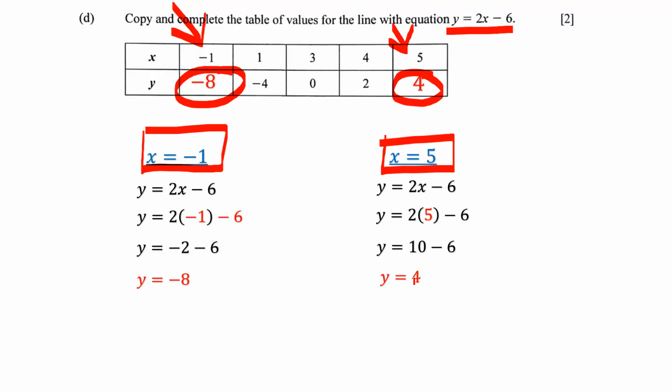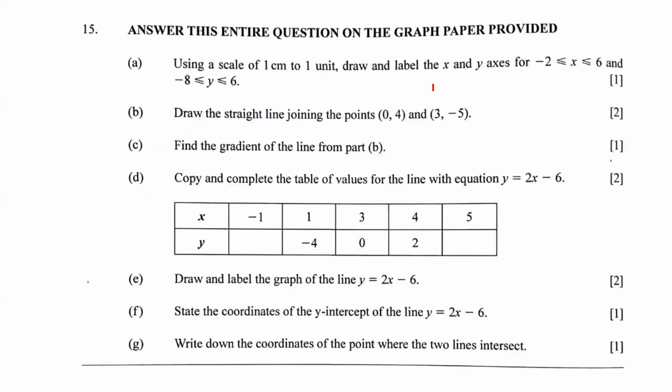So that means that when the x value is negative 1, the y value is negative 8. And when the x value is 5, the y value is 4. Let's move on to the next question.